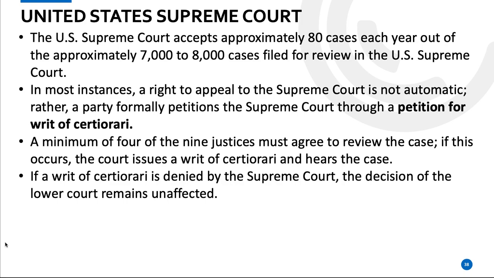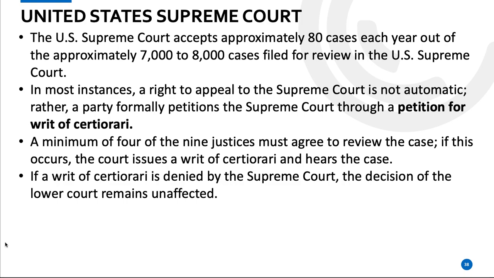The U.S. Supreme Court, which is the highest court in the United States, accepts approximately 80 cases each year out of the approximately 7,000 to 8,000 cases filed for review. So the U.S. Supreme Court does not hear that many cases. What they do is pick cases that they think are relevant. There's a system, but they are relevant in relation to the subject matter, in relation to a change in society based on the law, or whether the issue will maybe create new law. So there's a number of factors that come into play in determining what cases the U.S. Supreme Court accepts.